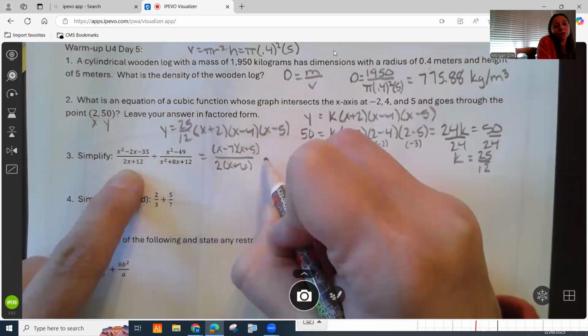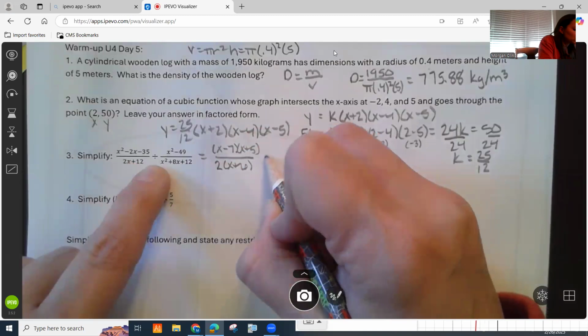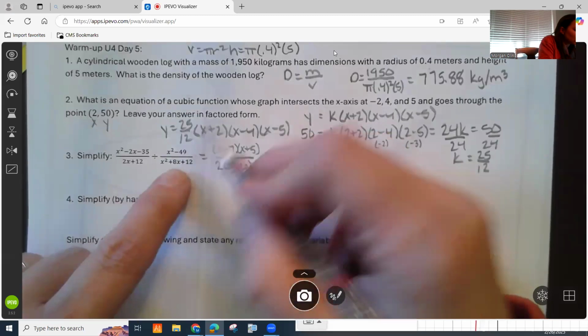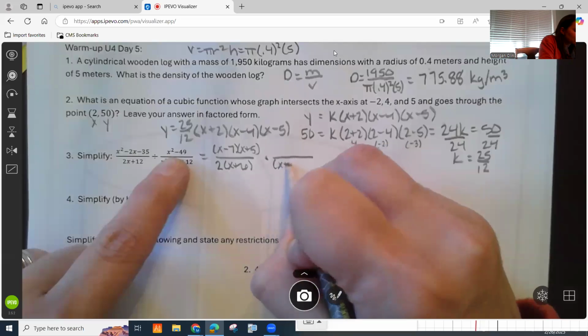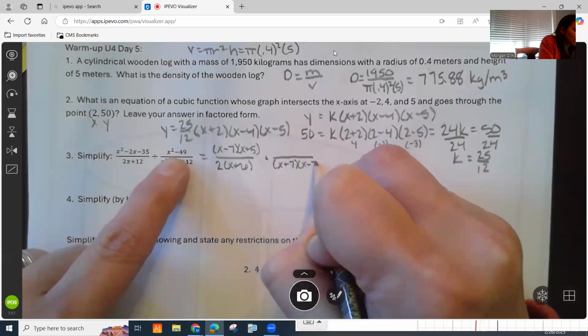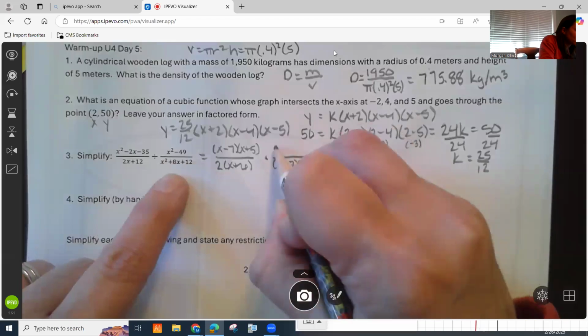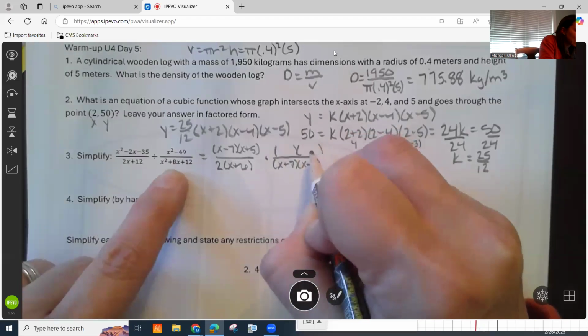Now, what do you remember we did when it's division? You change it to multiplication and flip this. So the x squared minus 49 is going to be in the denominator. That factors as a perfect square, x plus 7, x minus 7. And then here, what are the factors of 12 that add to 8?